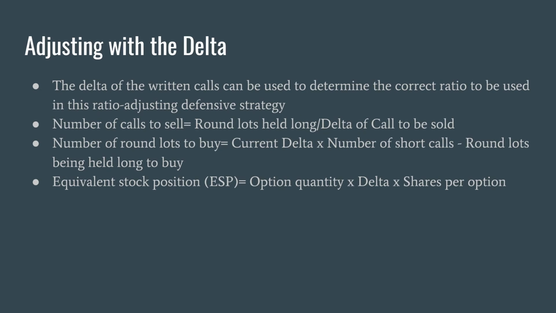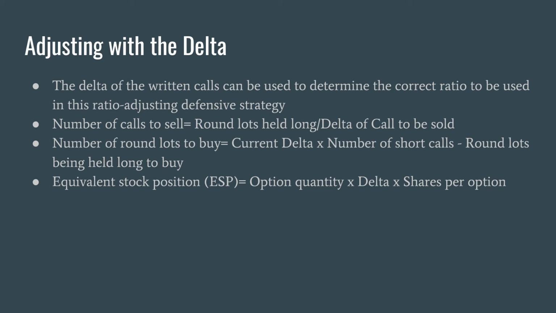The next defensive action we're going to talk about is adjusting with the delta. The delta of written calls can be used to determine the correct ratio to be used in the ratio adjusting defensive strategy. The basic idea is to use the call's delta to remain as neutral as possible at all times. The number of calls to sell equals the round lots held long divided by the delta of the call to be sold.